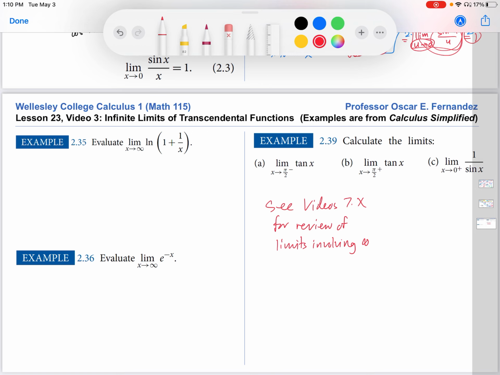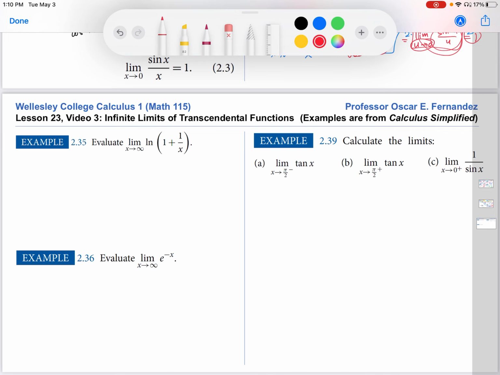Oh, I should mention one thing. On the right here, if you want a quick review of limits involving infinity, either going to infinity or, as we'll see here, yielding infinity, so take a look at the videos in lesson 7. That will give you a review of those topics. Okay, so then let's jump into the first example on the left here.